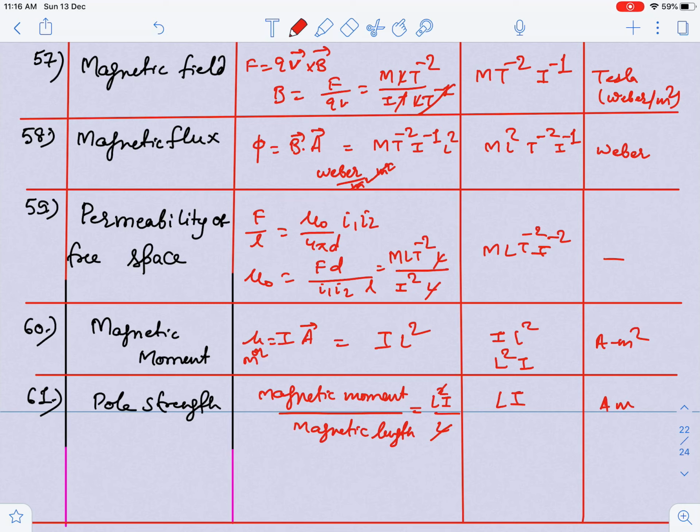So this completes all the dimensions which are being asked in your competitive examinations, or asked earlier, or maybe asked in the future in any competitive examination. So you should practice all these things.